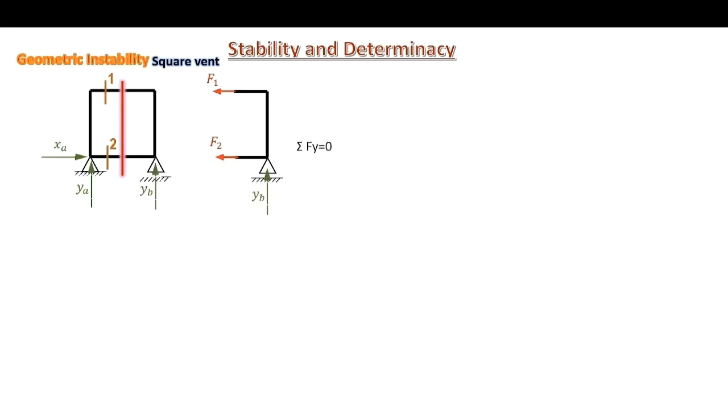And we can observe that sigma forces in the y direction equals 0. This equilibrium equation is unfulfilled because there are no vertical forces that maintain equilibrium with the vertical YB. This is the geometric instability.